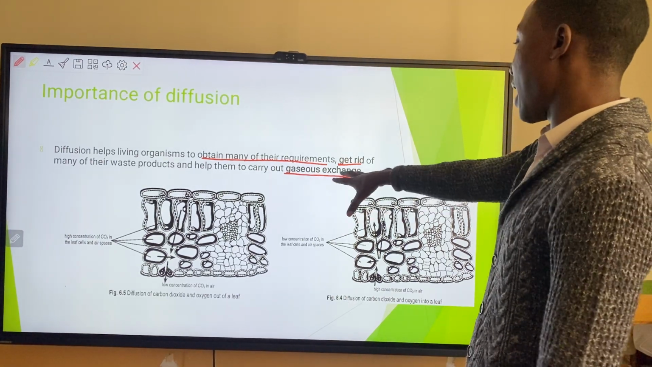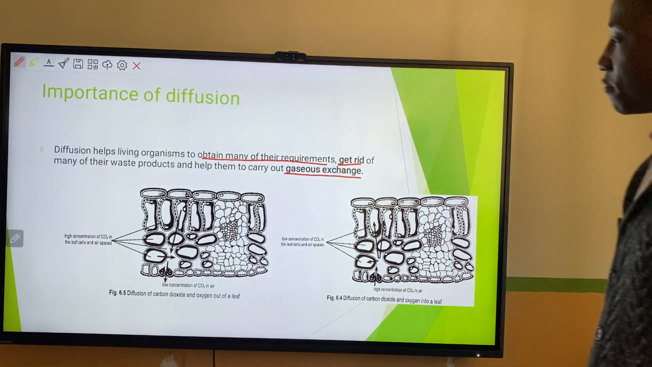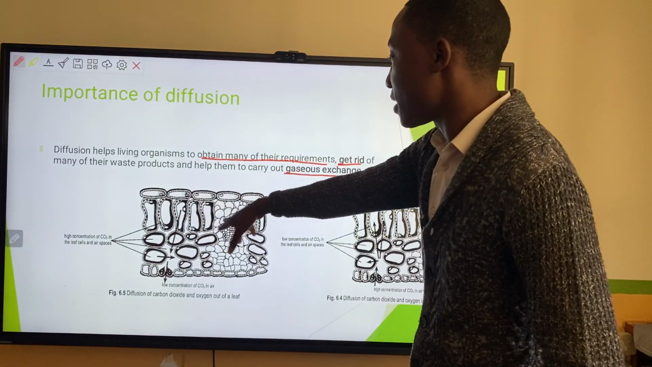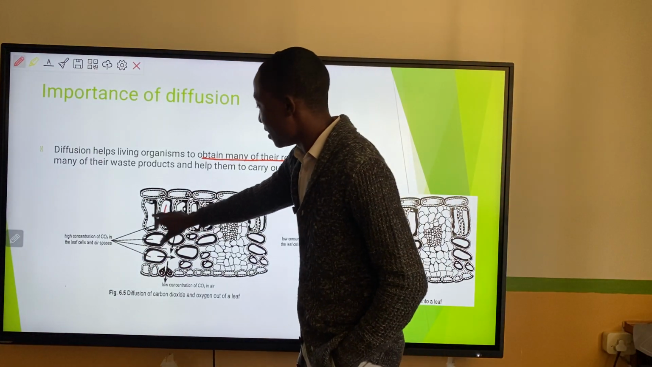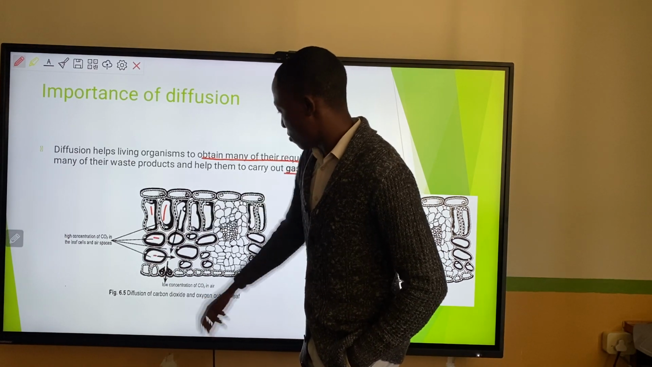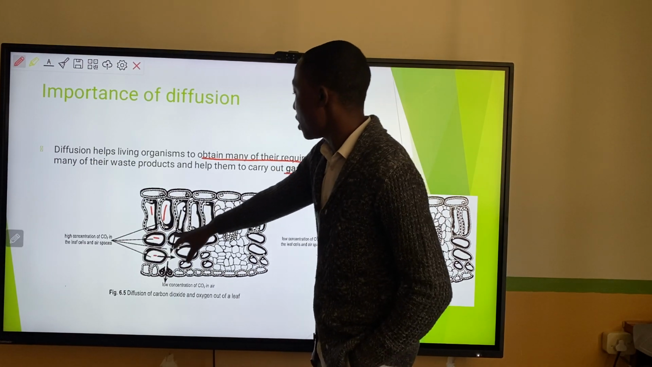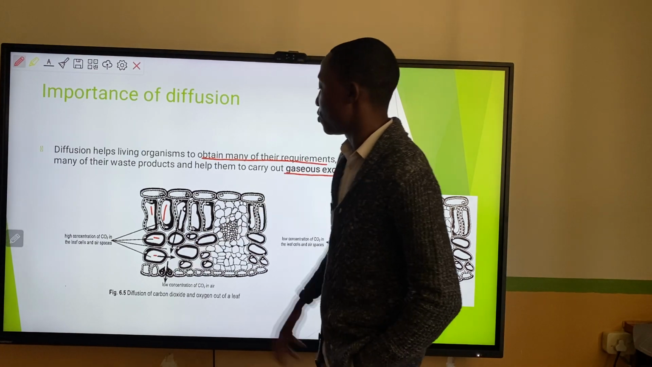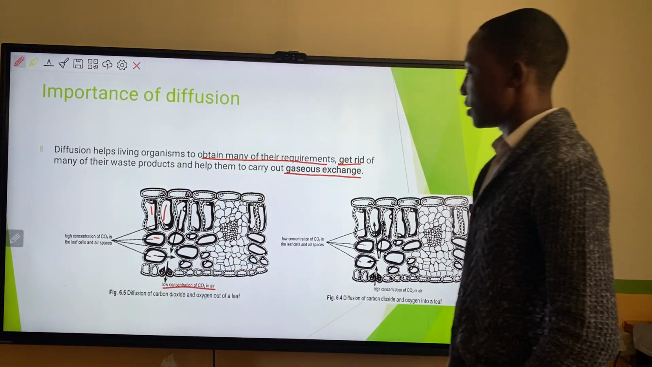So here is another practical thing about diffusion. You can see there it's written high concentration of carbon dioxide in the leaf cells and the air spaces, and that carbon dioxide, which is highly concentrated in the leaf cells, somehow diffuses into the stomata, into the air spaces between the cells, and then diffuses out of the leaf where there is a low concentration.